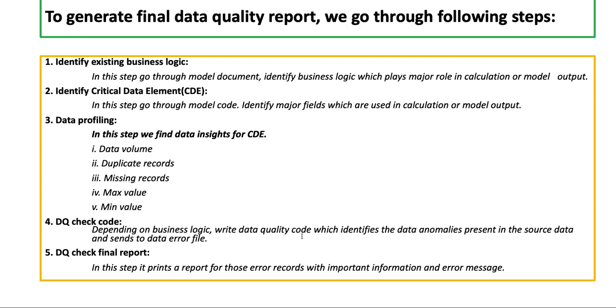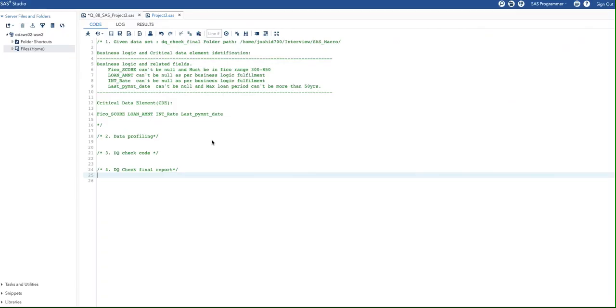Next step, we go through the SAS window and write the code for step-by-step process. This is SAS window. We are going to check data quality for given dataset. Dataset name is dq_check_final. This dataset is in SAS_macro folder. This is the folder location.